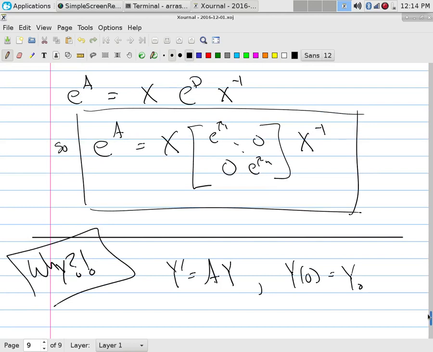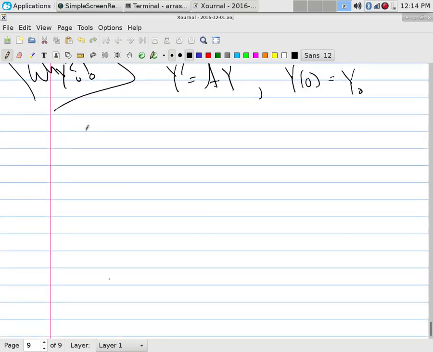I have a new operator. You know what? I'm going to guess a new answer. I'm going to guess that the function is going to be e to the t times a. I'm going to guess that that's the answer. It's just going to be e to the t times a. Now that I have such a function, let's check.